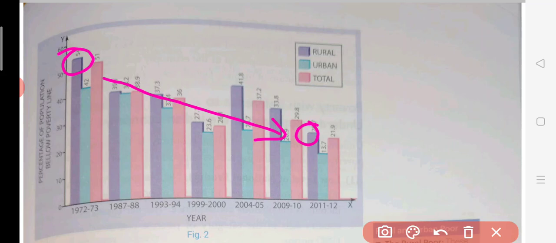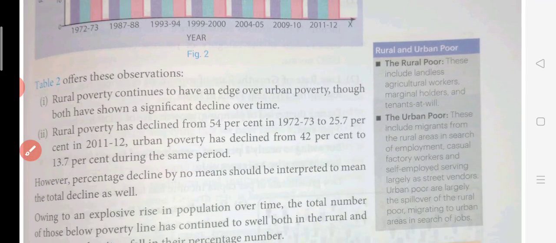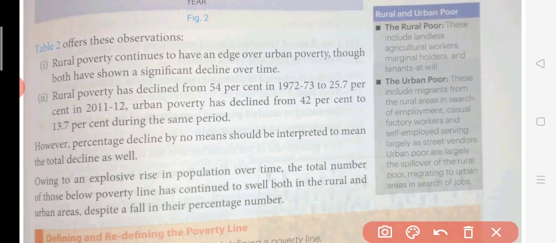which means poverty is reducing, but the condition still here always urban, urban जो है that is your blue line and this is rural purple line, so urban is always less, means urban की condition rural area से हमेशा बेहतर रही है, even here it is 13.7% in urban, so urban की condition हमेशा बेहतर रही है.